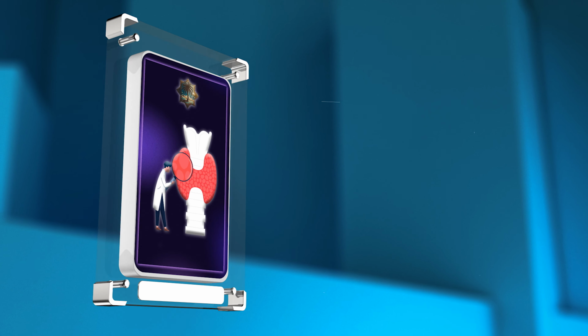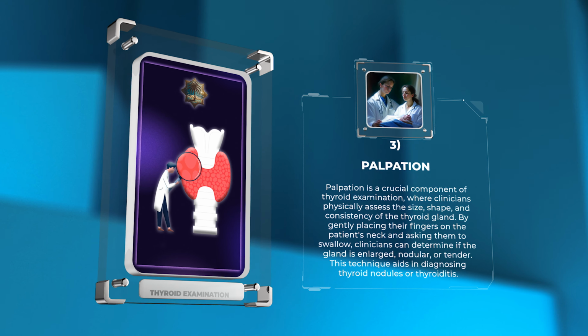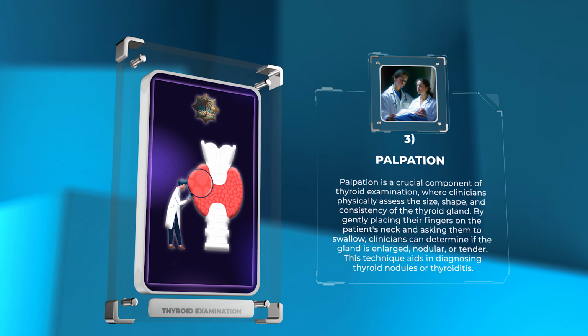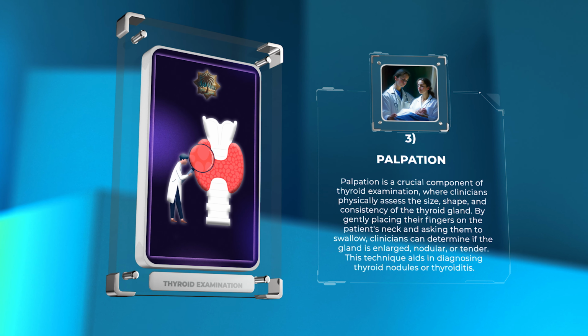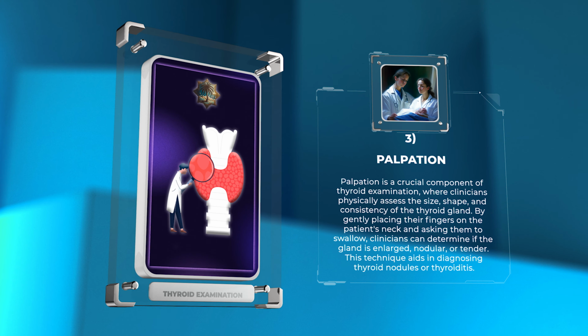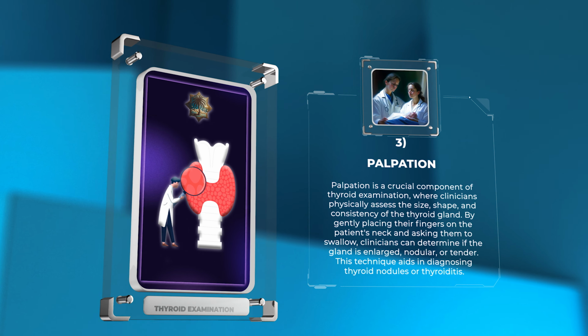Palpation is a crucial component of thyroid examination, where clinicians physically assess the size, shape, and consistency of the thyroid gland. By gently placing their fingers on the patient's neck and asking them to swallow, clinicians can determine if the gland is enlarged, nodular, or tender. This technique aids in diagnosing thyroid nodules or thyroiditis.